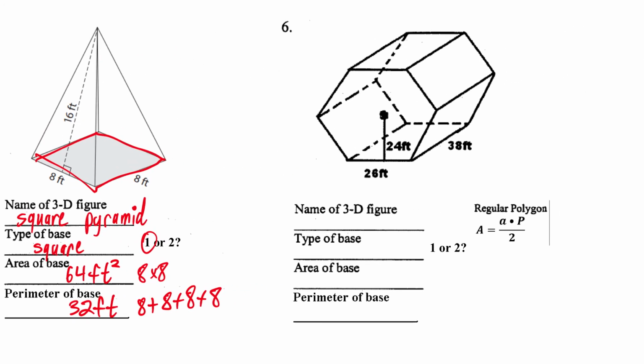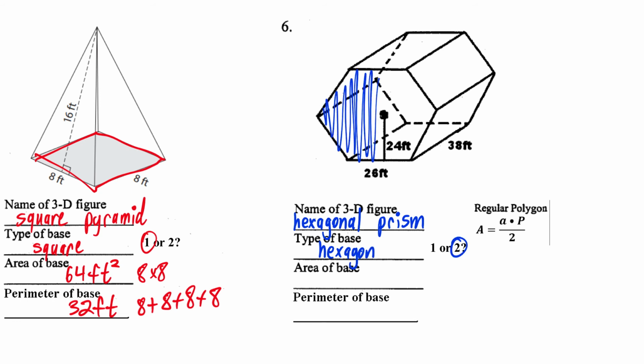Okay, number 6, what is this thing? That looks like a hexagonal prism. Okay, so what shape is the base of this thing? The hexagons. Does it have one or two bases? It has two bases. I'm going to go in here and shade in just one base, because if I shaded in both bases, it would turn into a mess. That right there is one of the bases. The other hexagon is the other base.